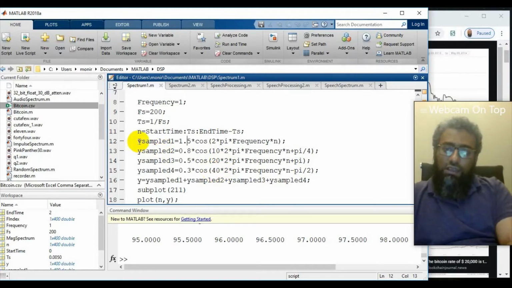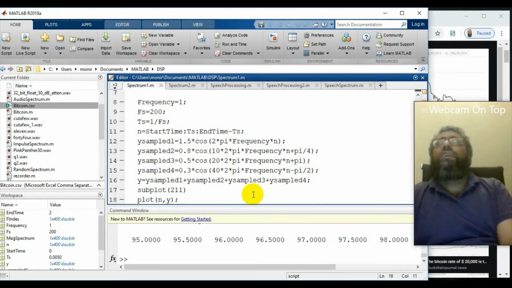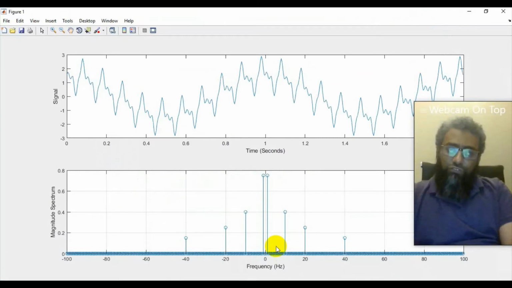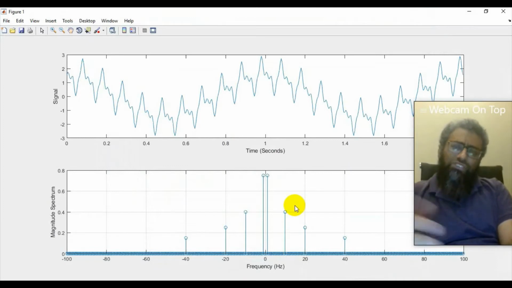So we have generated four cosine waves with different amplitudes, frequencies, and phase angles. And then we have added those four signals, right? So the result is that we have the signal, and we have plotted the signal, and we have plotted the spectrum. And we have only plotted the magnitude spectrum, not the phase spectrum. Why? Because we cannot see much information in the phase spectrum.